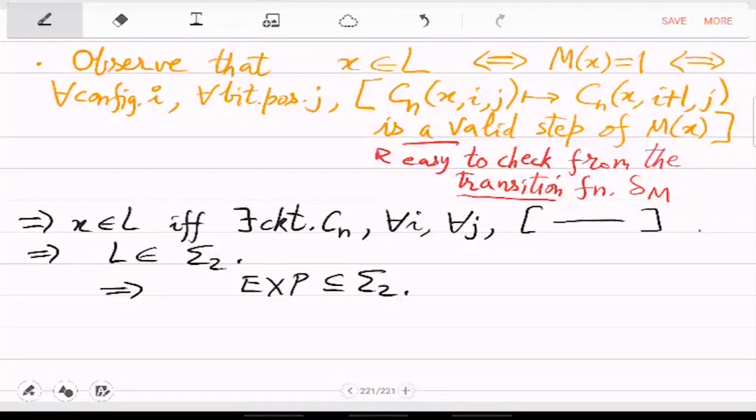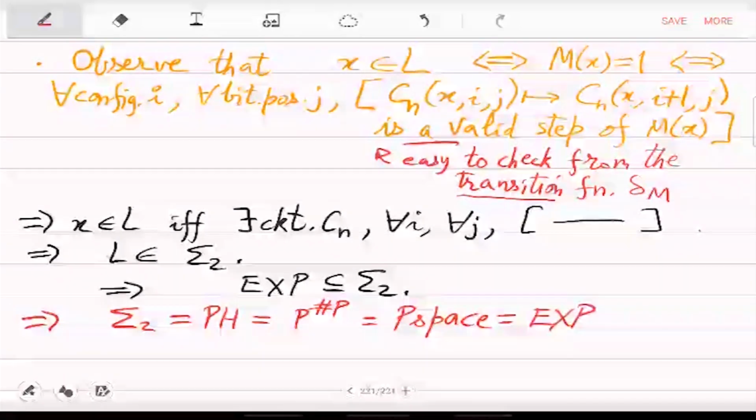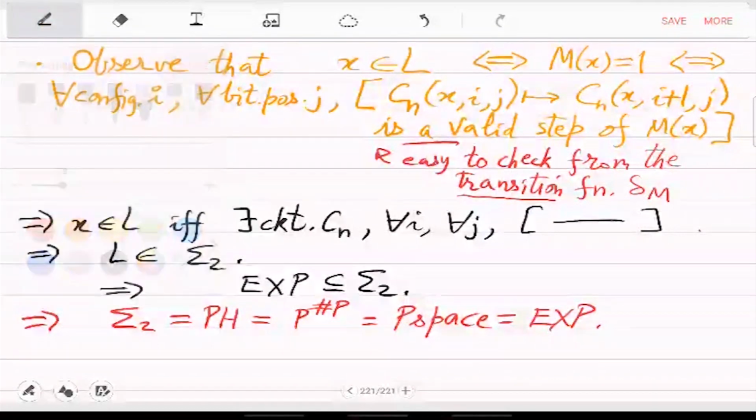And once X is in sigma 2, what happens? So, everything above sigma 2, between X's sigma 2 and X, they become equal. Sigma 2 then is equal to the polynomial hierarchy, which is equal to P raised to sharp P, which is equal to then PSPACE, and which is equal to X. Right.